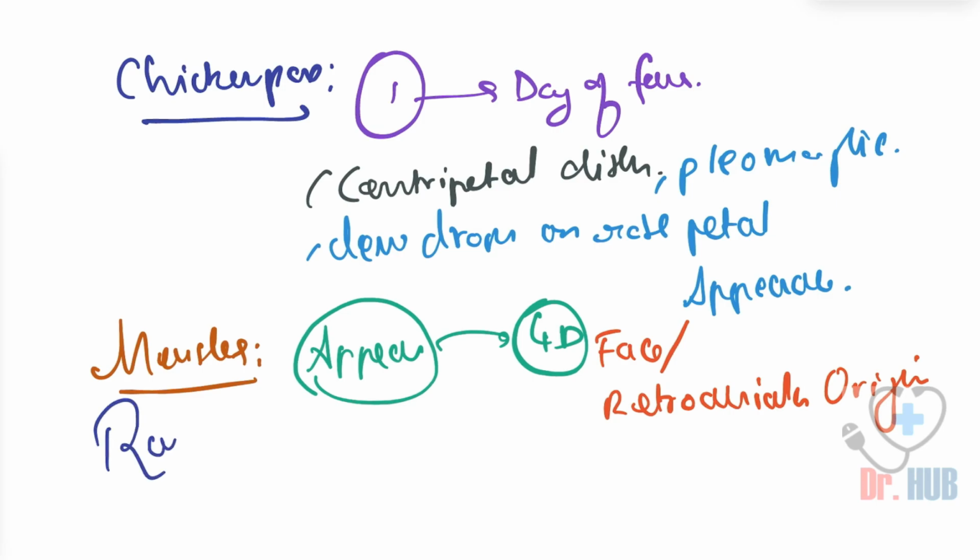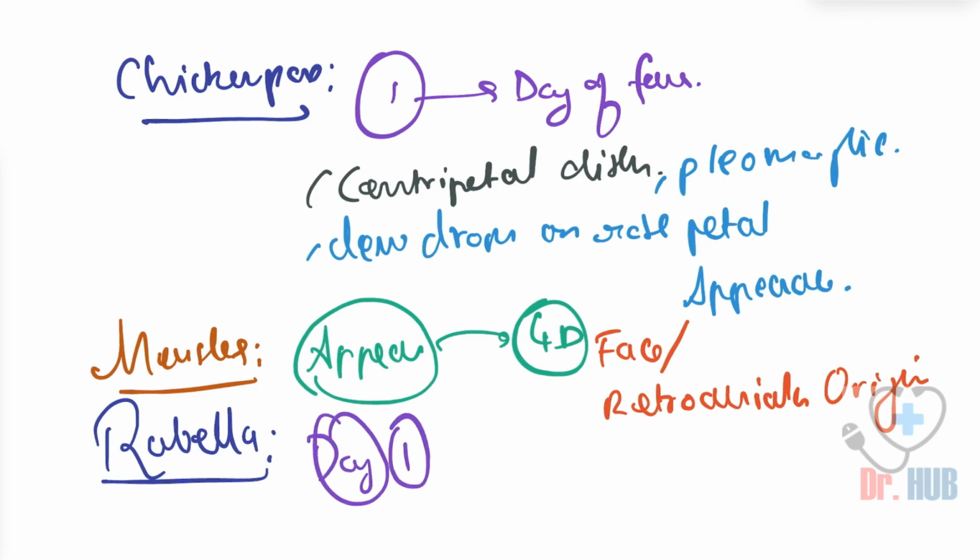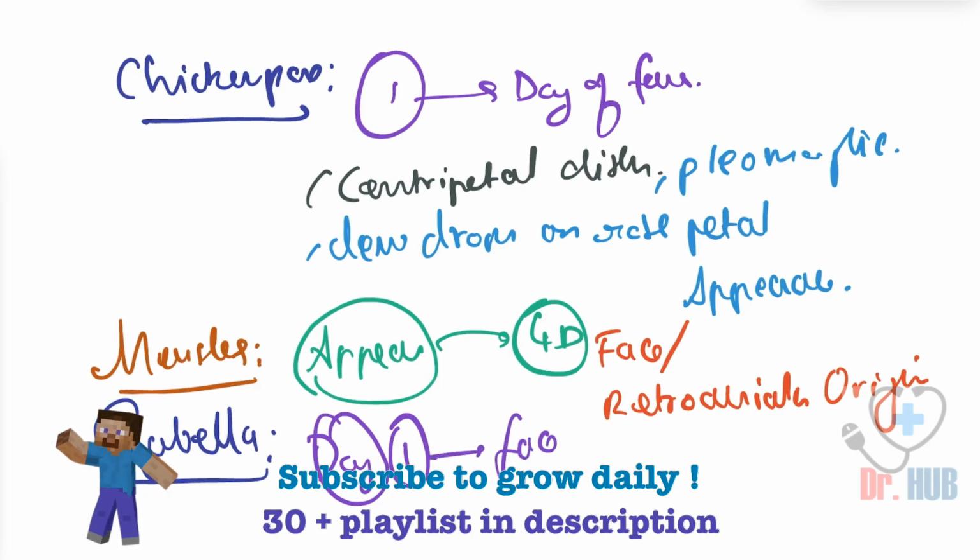Then we look at rubella. So what is this rubella? In rubella, the rash occurs on day 1, on the face.